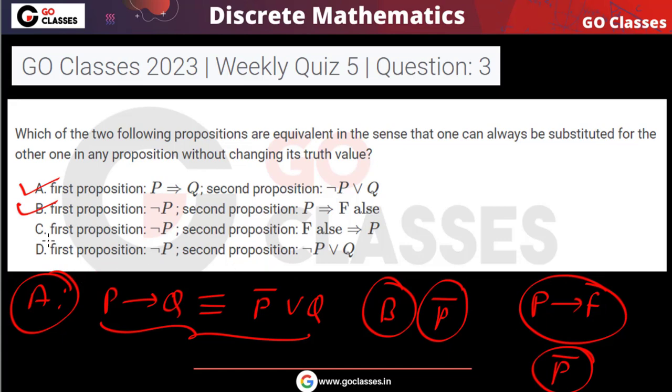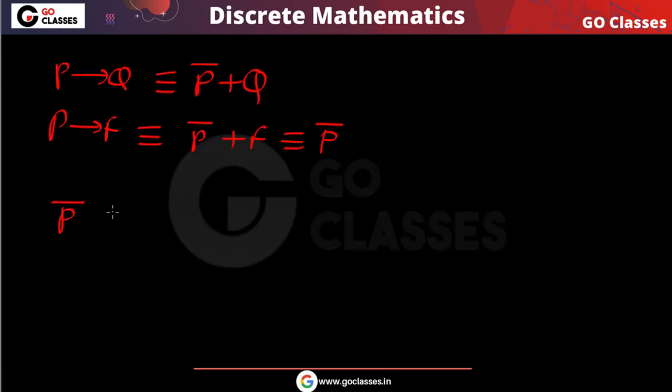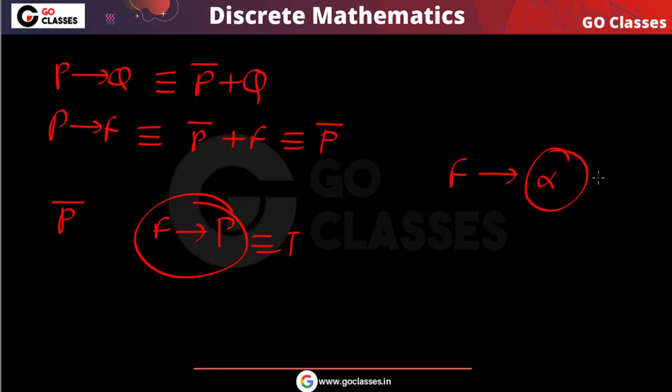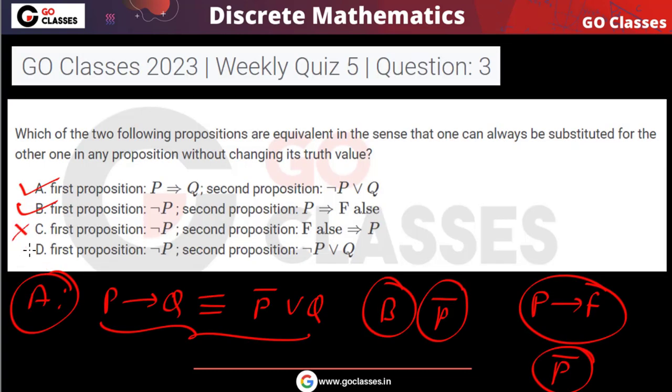Okay, next. The first proposition is P bar, the second proposition is false implies P. Now, false implies P is actually equivalent to true, because we already know false implies anything. You can put anything there, and that is basically equivalent to true. So this is P bar and the second proposition is equivalent to true. So they are not equivalent. So I can say that this option C is not correct.